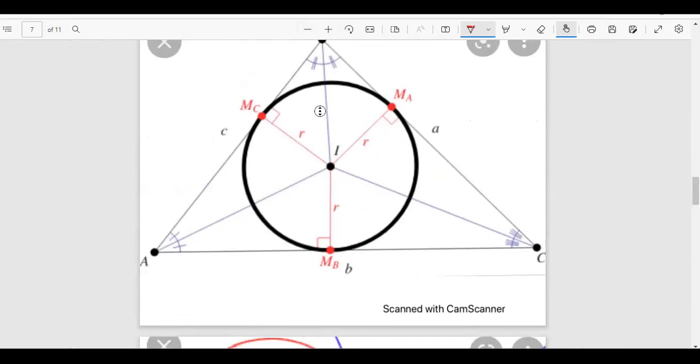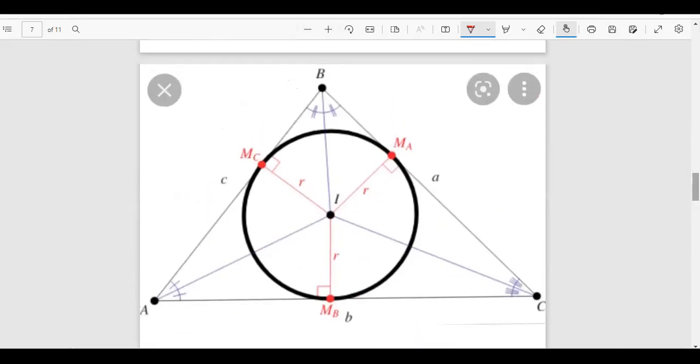All right, here it is. This circle is lying inside the triangle and it is touching the three sides of the triangle. Okay, that is the first thing.